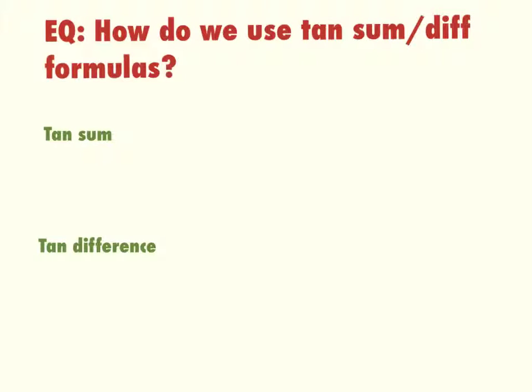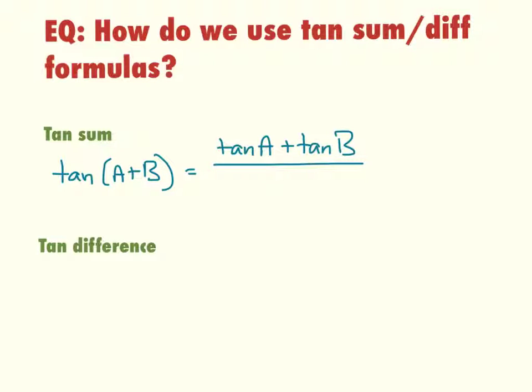Okay, so we're going to talk about how we use the tangent sum and difference formulas. The tangent sum formula says that if you have tangent of angle A plus B, this is evaluated by doing the tangent of A plus the tangent of B, divided by 1 minus the tangent of A times the tangent of B.